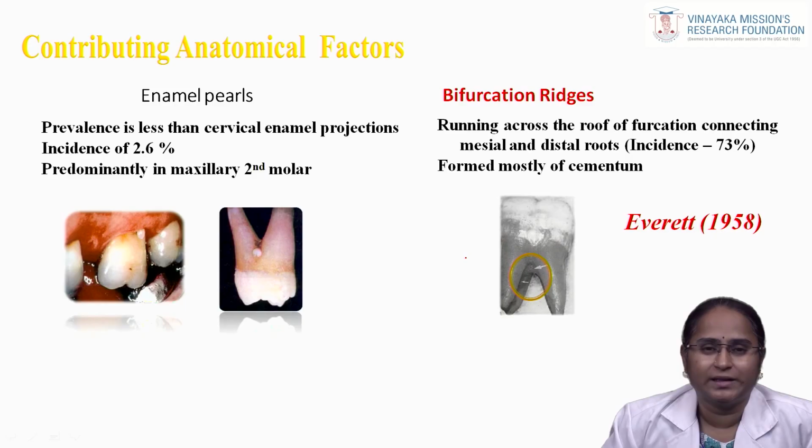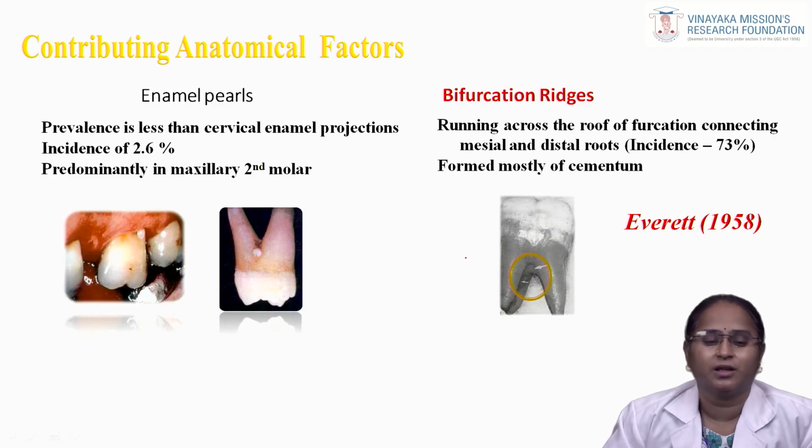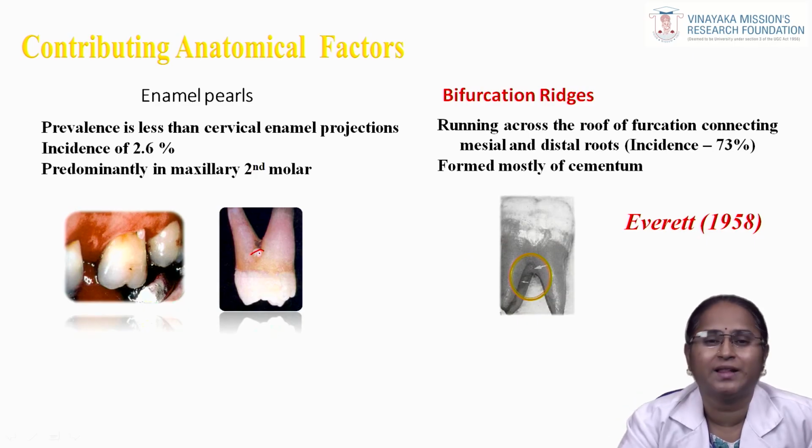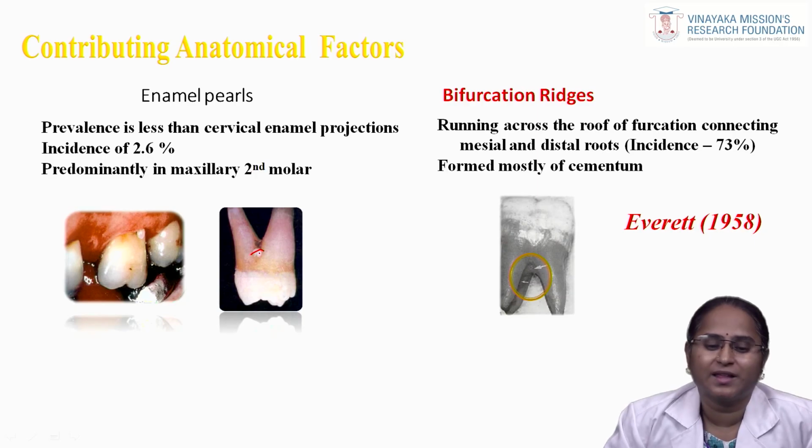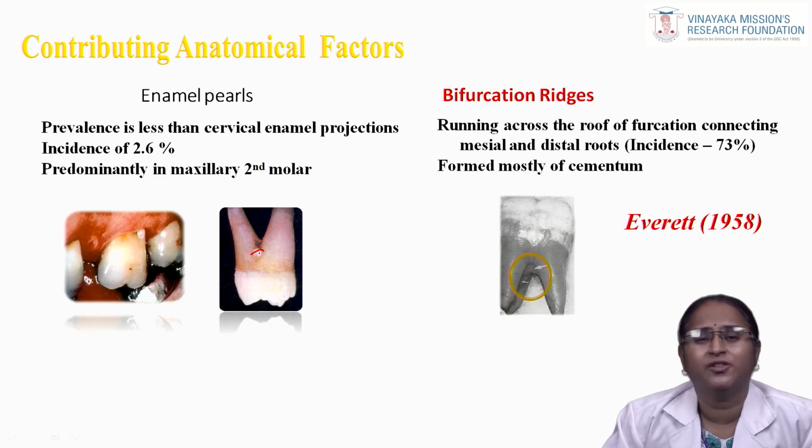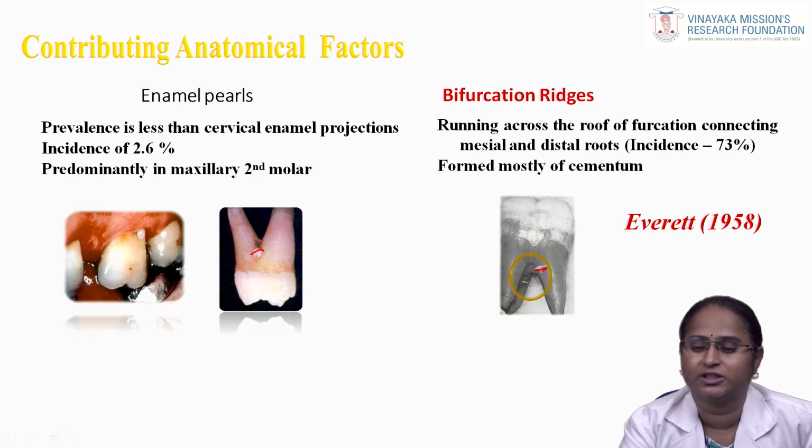Next, another developmental anomaly is the enamel pearl, which is a nodular enamel seen at the entrance or fornix area. Its relevance is less than cervical enamel projections and it is predominantly seen in the maxillary second molar, which also leads to plaque retention and periodontitis. And bifurcation ridges run across the roof of the furcation connecting the mesial and distal roots. They are formed mostly of cementum.